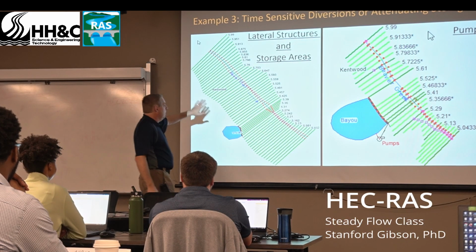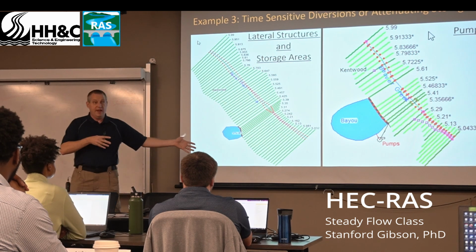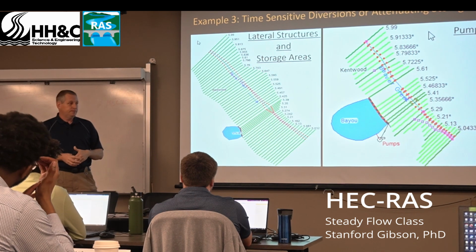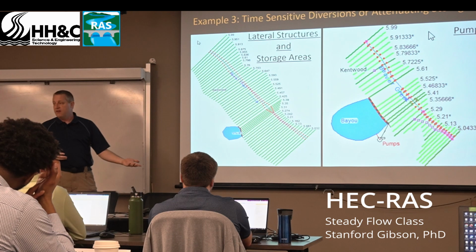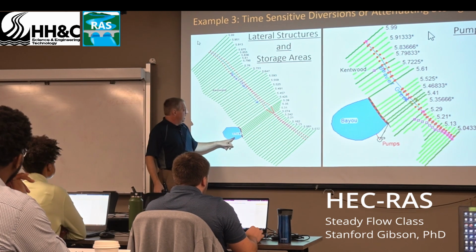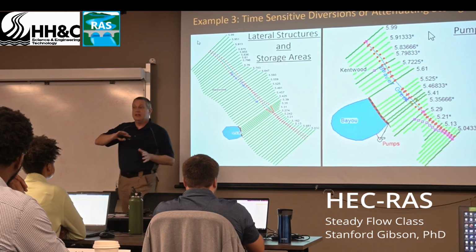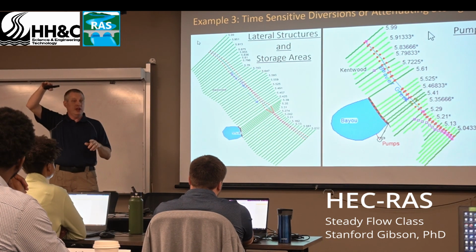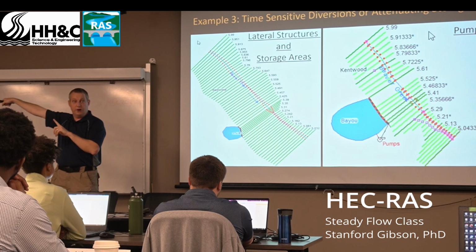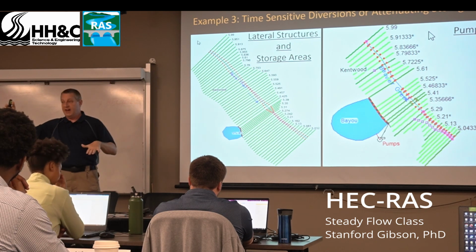And so one of the things that we'll sometimes use is either an inline or an offline storage area or reservoir in order to take the peak off a hydrograph. So in this case, flow comes downstream, and we have a lateral structure and a storage area here. And the idea is once water gets to a certain elevation, it's going to go and get stored in this facility in order to take the peak off the hydrograph.